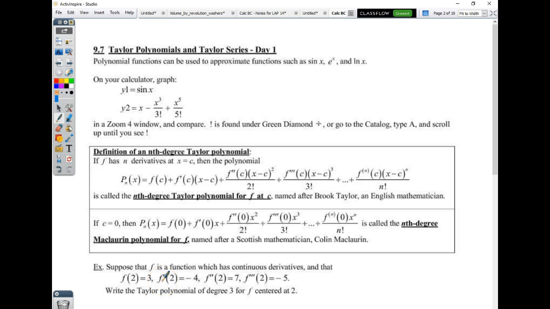Of course, that function isn't something that we just suddenly magically tripped over. That's not something that somebody just said, hey, I wonder what would happen if I take x minus x to the 3rd over 3 factorial plus x to the 5th over... I wonder what that looks like. Wow, that kind of matches with sine. There's a whole process to that, and that is by this Taylor and Maclaurin polynomial.